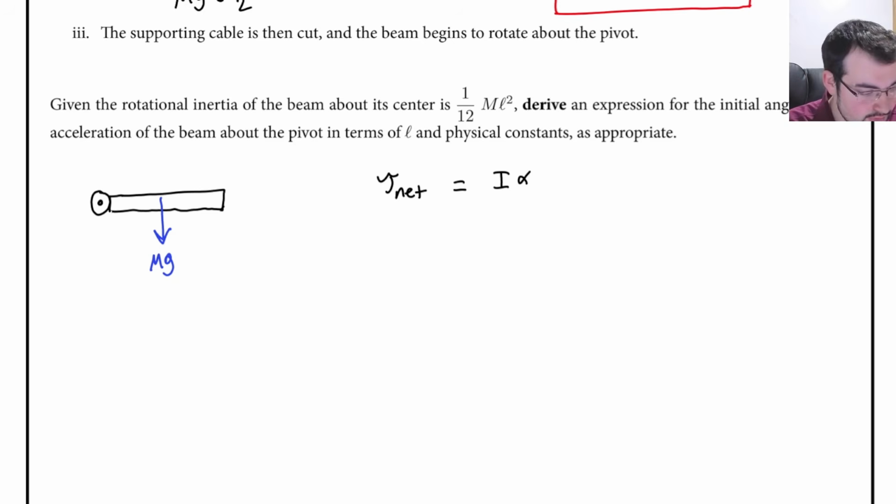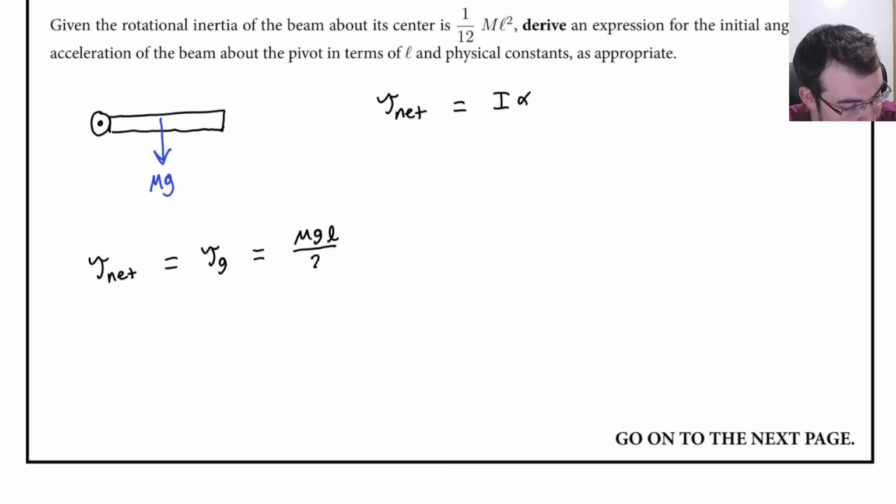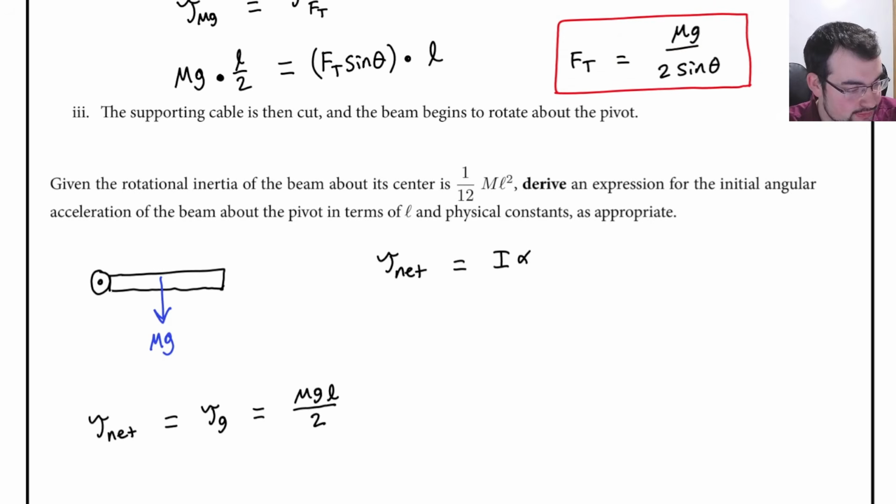So the net torque is pretty straightforward, because as we saw earlier, it's just due to gravity in this case, and that's just going to be mg, located at L over 2. So we did get that expression last time. It's just now there's nothing to balance it.